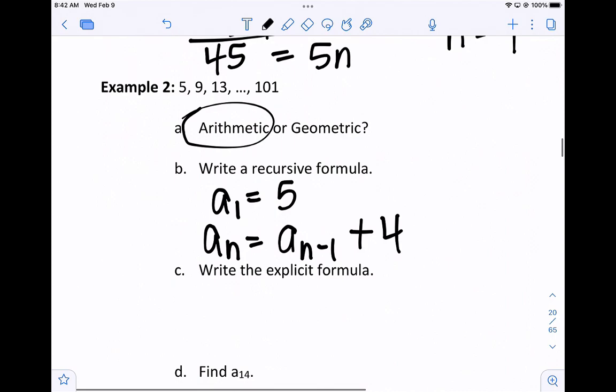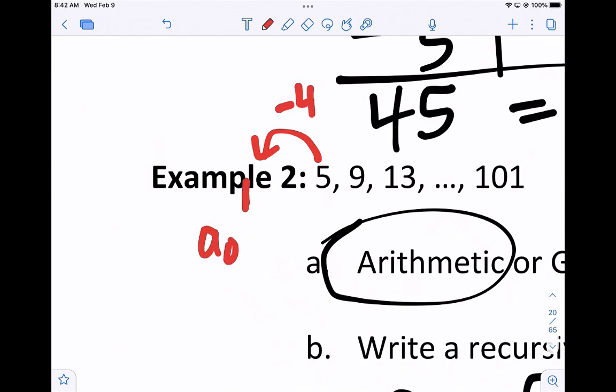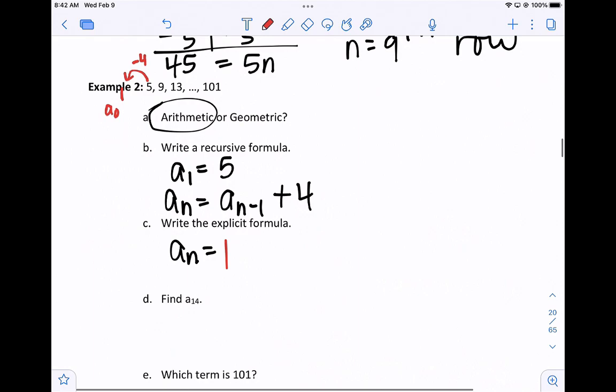Write the explicit formula. Okay, so for any row, we start at 5, but actually we need the y-intercept, so we have to go backwards. So instead of adding 4, let's subtract 4. So a sub 0 will be 1. So here we start with the number 1, the y-intercept, and we're adding 4 every time, so plus 4n.